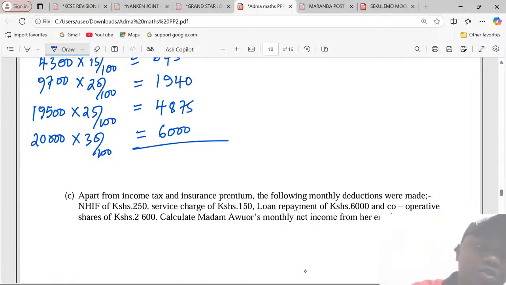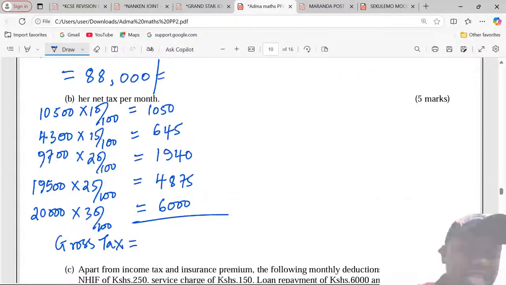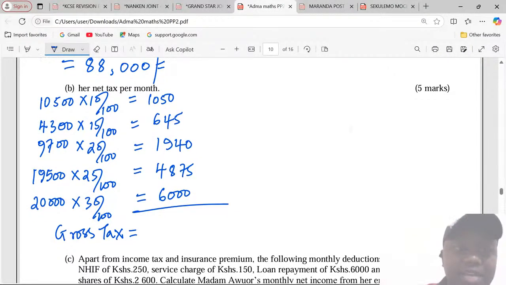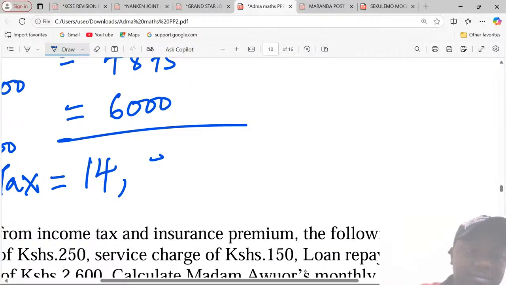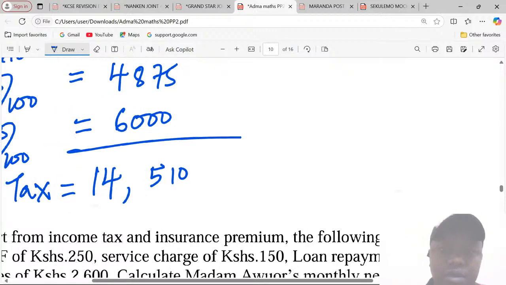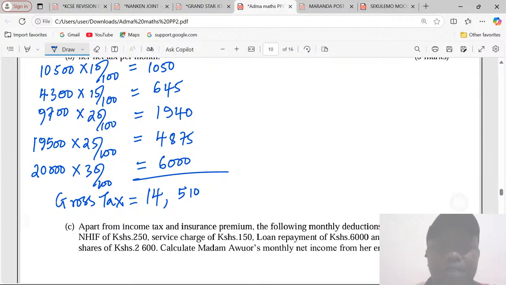So we can talk about gross tax now. For Madam Awuor, the gross tax paid shall be 1050, we add 645, we add 1940, we add 4875, and we add 6,000. This shall give us 14,510.